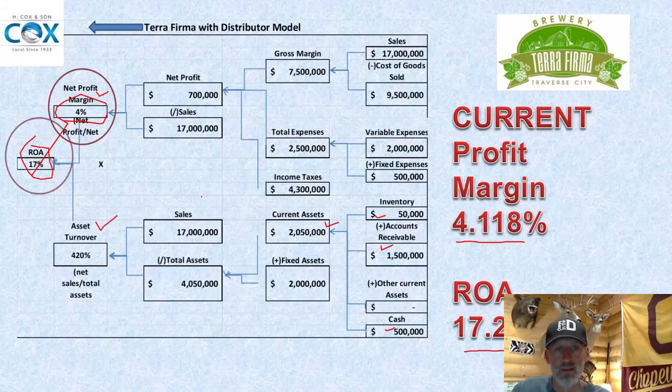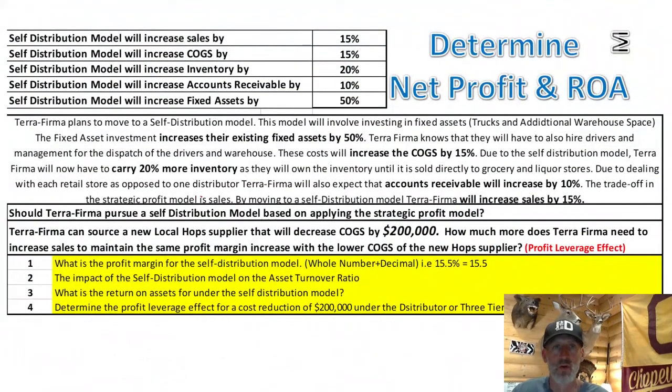The impacts to both of those elements come in the form of moving to a self-distribution model. I mentioned earlier one of the positive impacts is on sales. It's going to increase sales by 15%. The cost of goods sold, however, is going to go up, since they're going to need more materials, maybe higher administrative expenses, and they're going to have to hire supervisors. So cost of goods sold goes up by 15%. The self-distribution model is also going to increase their inventory, because they have to hold more inventory when doing the distribution themselves. Inventory goes up by 20%.